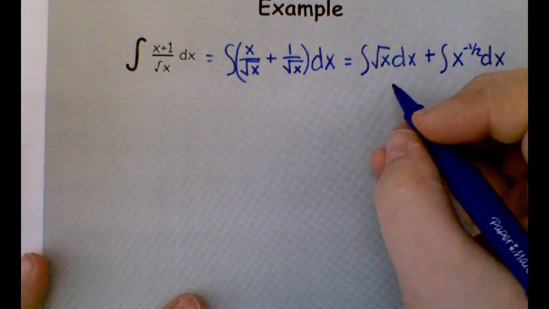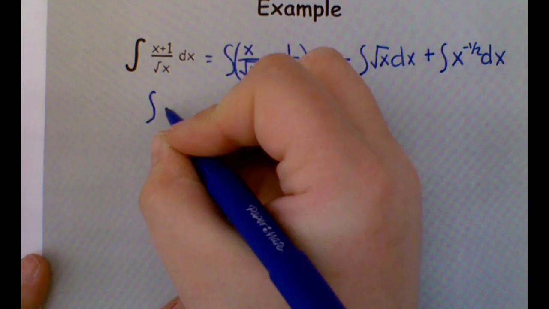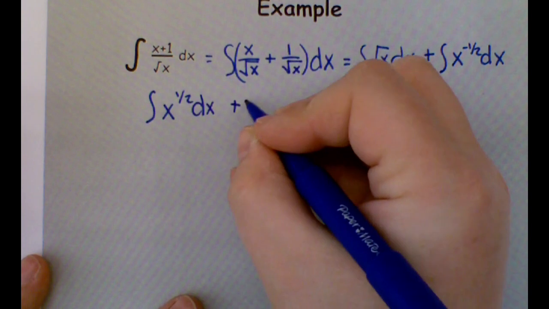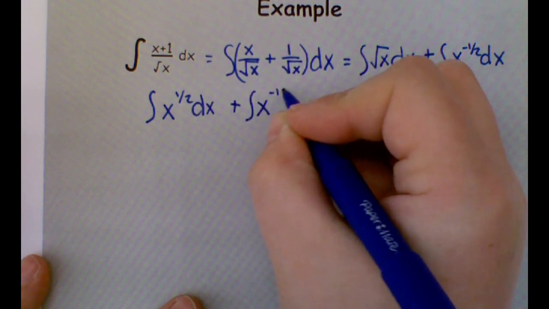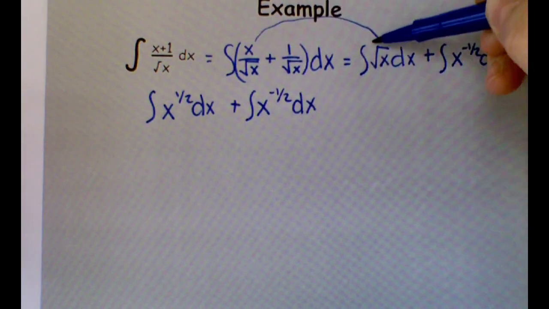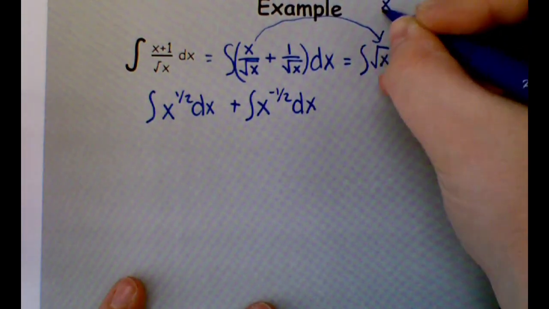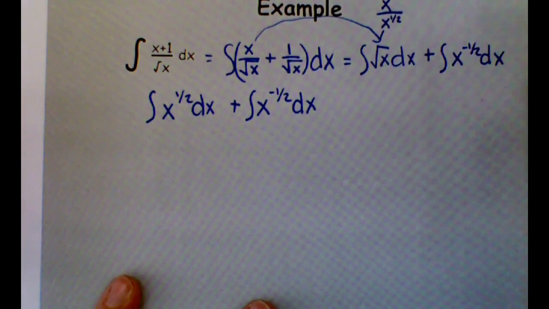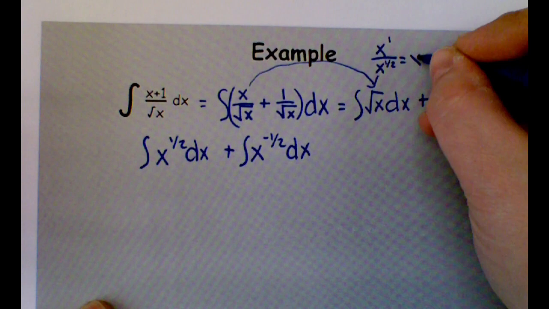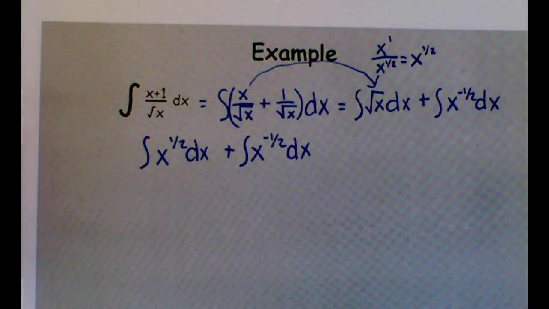I should probably rewrite the square root of x also. So that's the antiderivative of x to the 1/2 power dx plus the antiderivative of x to the negative 1/2 power dx. If you're wondering how I made this jump, remember that it's x to the 1st power over x to the 1/2 power. And remember that we subtract those exponents, leaving me just an x to the 1/2 power.